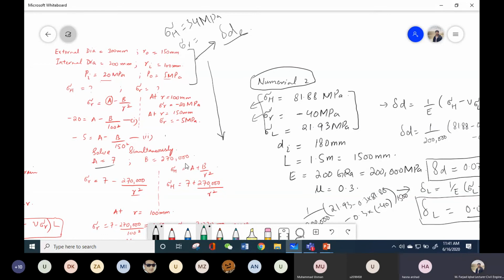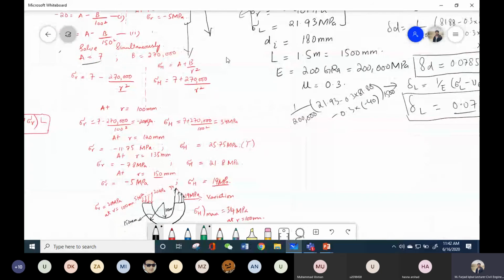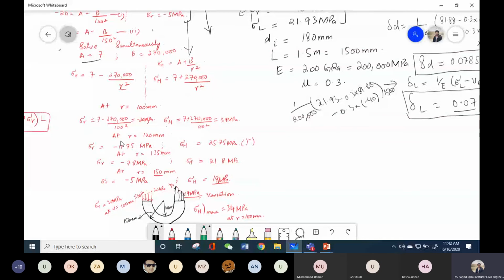No, the boundary conditions will remain the same, because we select boundary conditions based on, for example, that at r equal to 100 millimeter, sigma r is -20. That is true for all the cases. Based on these boundary conditions, we have developed these equations. And you are asking that if we want to calculate at the internal radius, we simply pick up the values that we have calculated for r equal to 100 millimeter. So there is no change in the boundary condition.